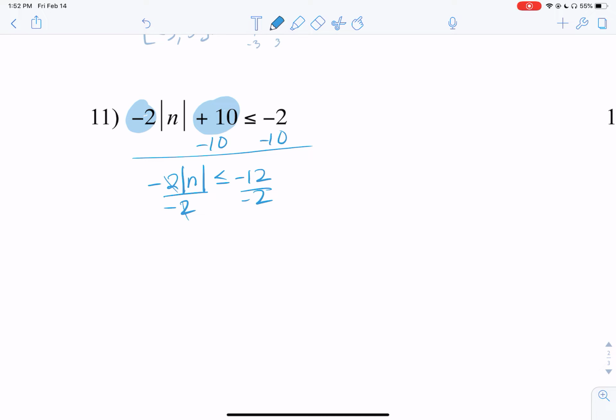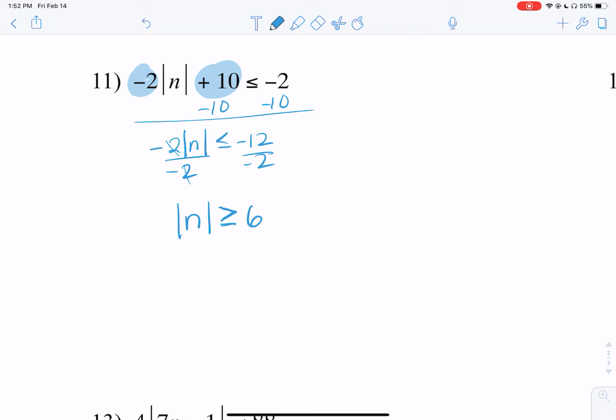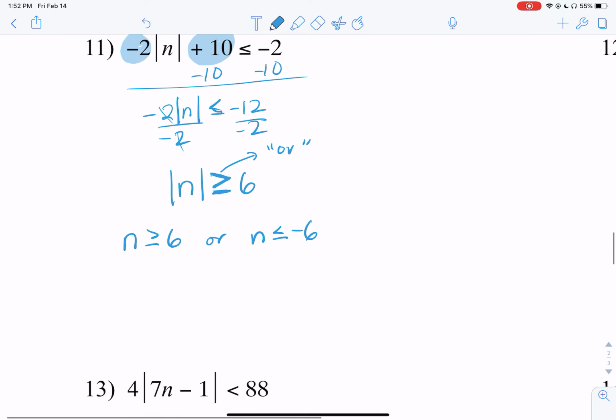And the absolute value of n is now going to be greater than or equal to +6. So I switch the inequality because I'm dividing by a negative, so remember that. Only if I divide by a negative do I have to switch it. If I don't divide by a negative, I don't have to switch it. It stays the same. So since the inequality is pointing in this direction, this is going to create an or compound inequality. So the values of n have to be greater than or equal to +6 or the values of n have to be less than or equal to -6.